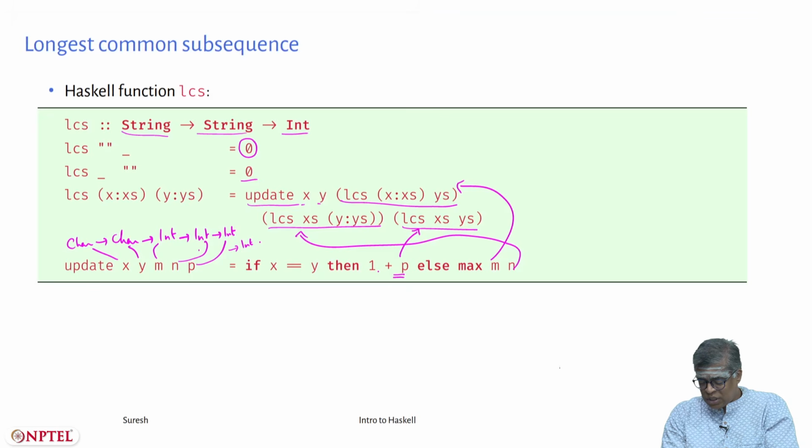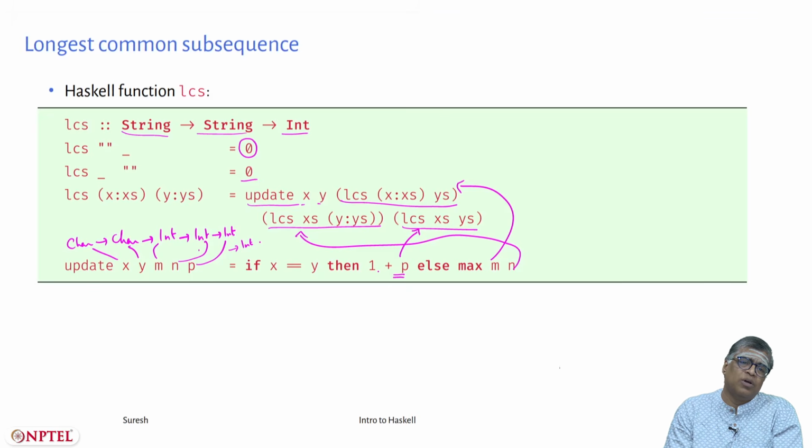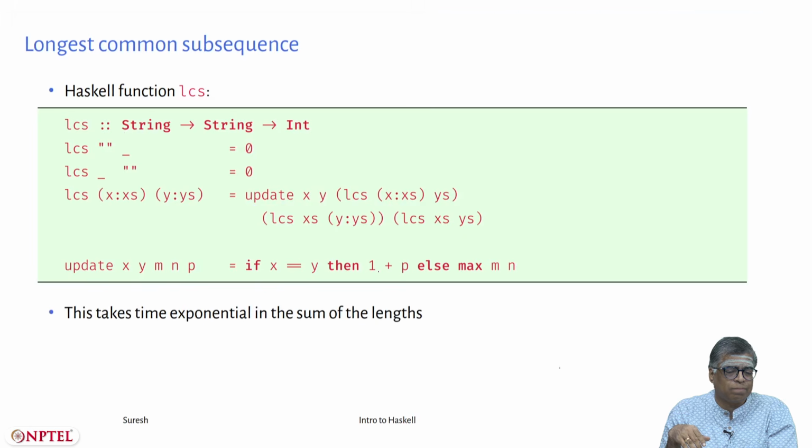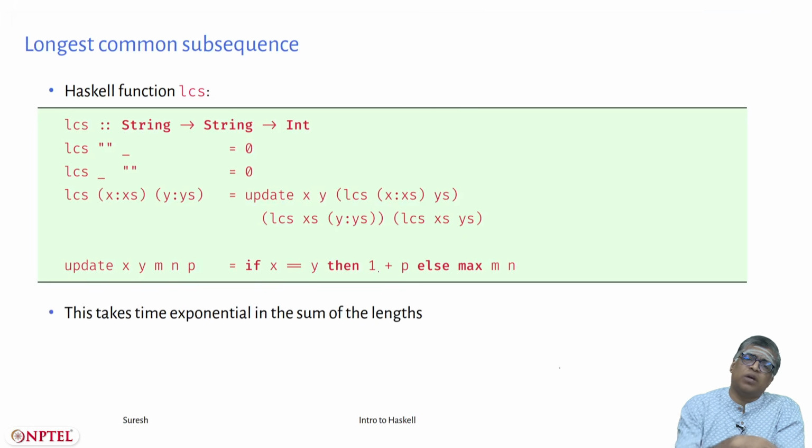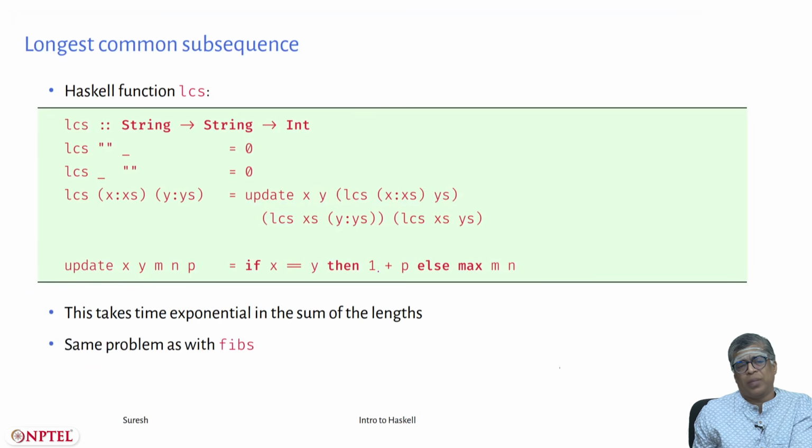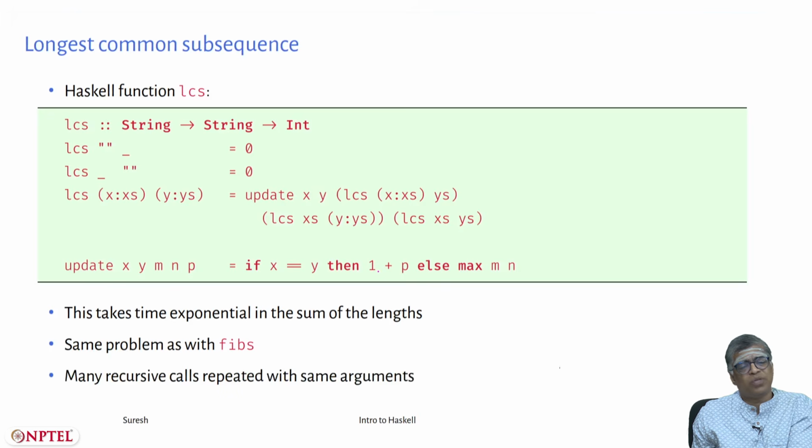I have programmed this as LCS naive. Before we move to the sophisticated strategy, we will look at how much time this takes, an estimate, and then we will look at how the program runs. So, this takes time exponential in the sum of the lengths, clearly because there are multiple repeated calls. Same problem as with fib, many recursive calls are repeated with the same arguments.